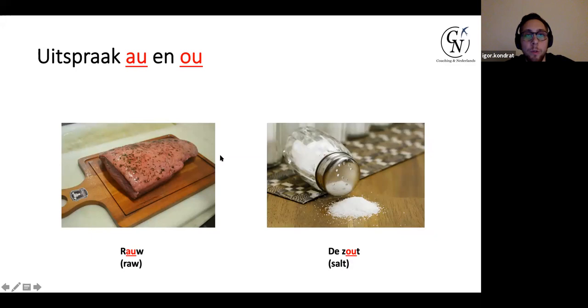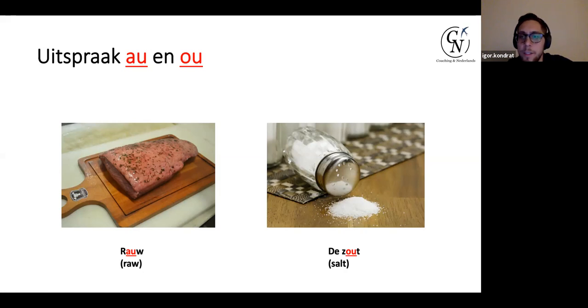Then we have au and also au. So you pronounce it au, like when you hurt your leg or something. But the writing is different. So we have rauw, it's raw, like rauw vlees, raw meat, on a barbecue or something. And we have the zout. So you can say the fish is zout. Or maybe better, the fish smaakt zout. It tastes salty.